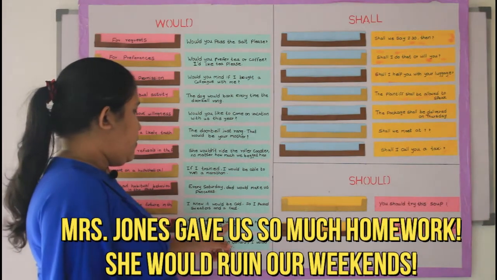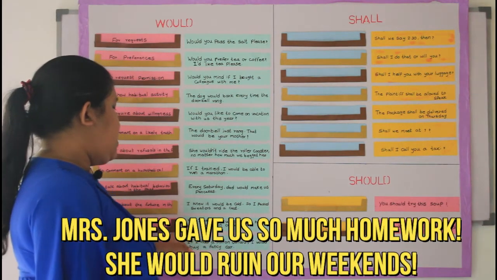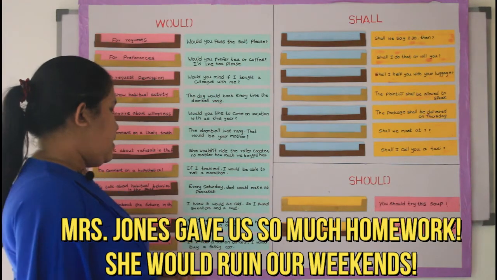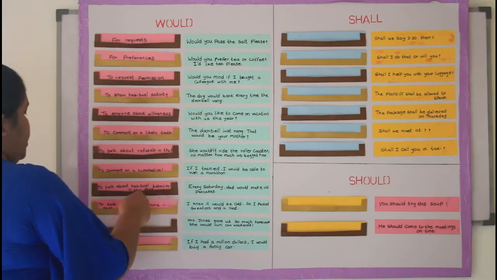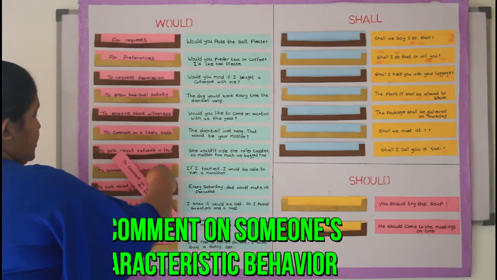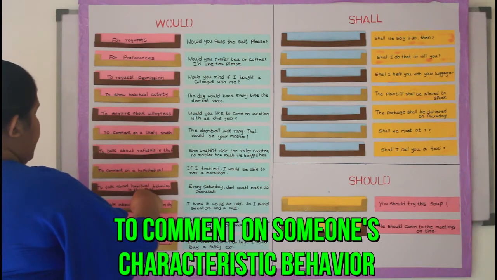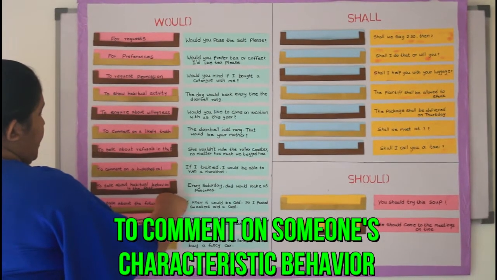Mrs. Jones gave us so much homework. She would ruin our weekends. So here the modal verb would is used to comment on someone's characteristic behavior.